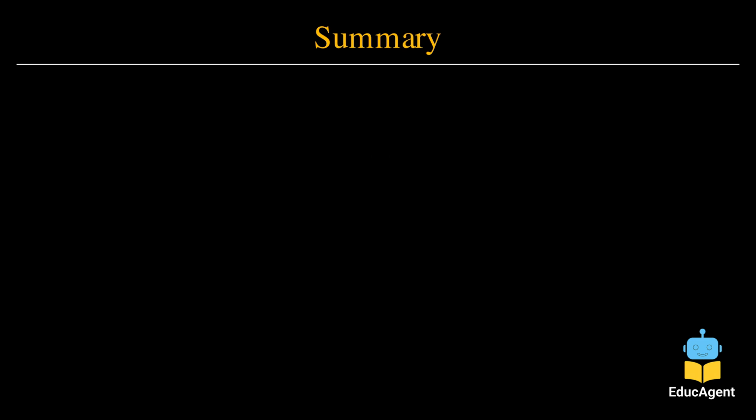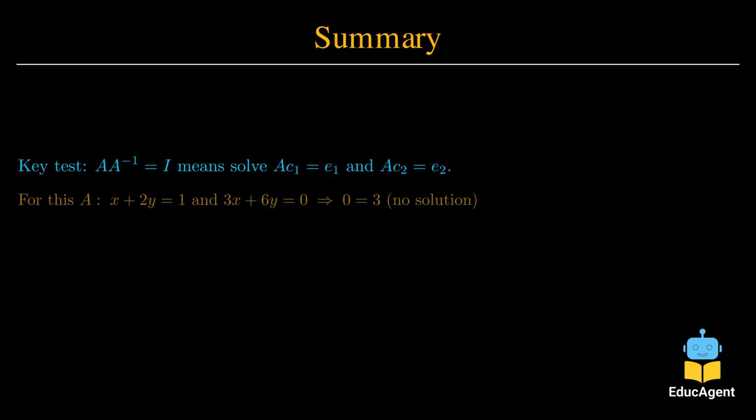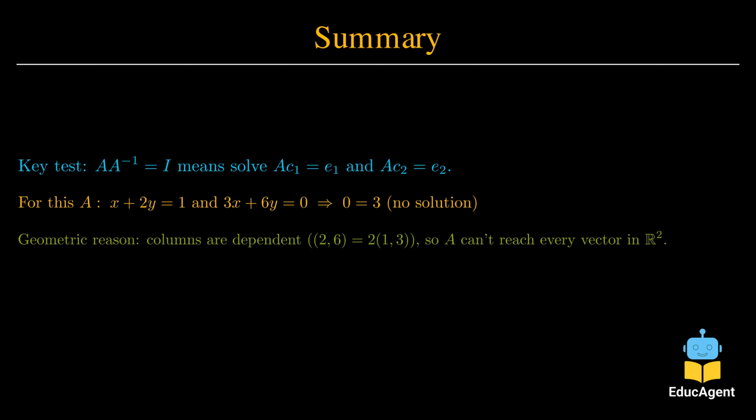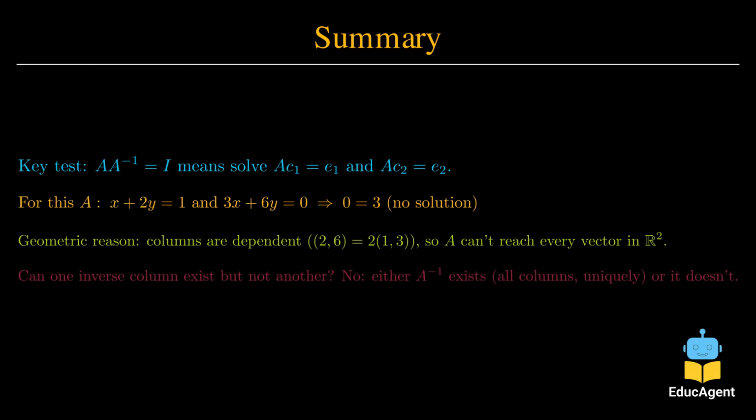The inverse by columns viewpoint turns finding A inverse into solving a set of linear systems with e1, e2 on the right. Here, the attempt to find even the first column collapses into a contradiction, so no inverse exists. Visually, the matrix squashes the plane onto a line, so some targets, like e1, are unreachable. An inverse isn't partial. It requires every ej to produce a unique solution.